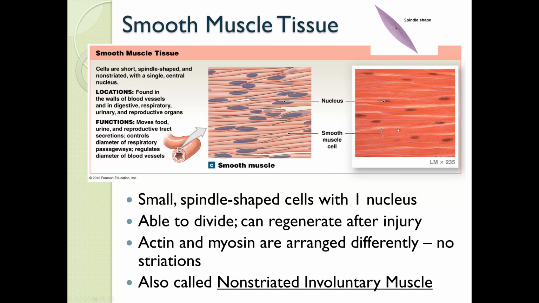And smooth muscle tissue is also called non-striated involuntary muscle. Non-striated because we don't see those little stripes, and involuntary because, again, you don't have control over this. When you eat, your food moves through your digestive system on its own. You don't have to stop and think, okay, time to move the food from the stomach to the small intestines, right? This is going to happen involuntarily.